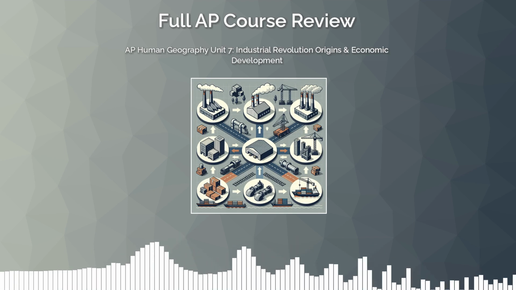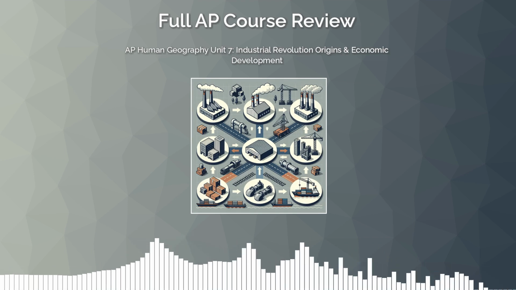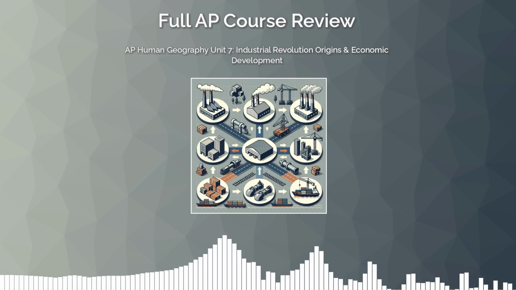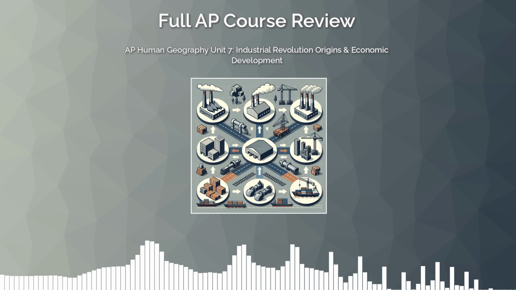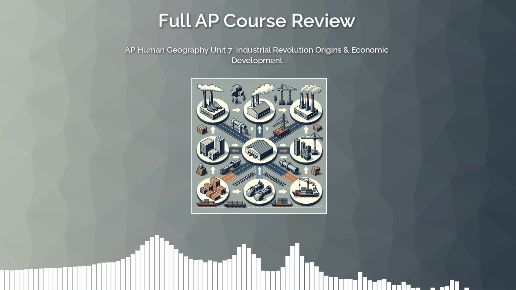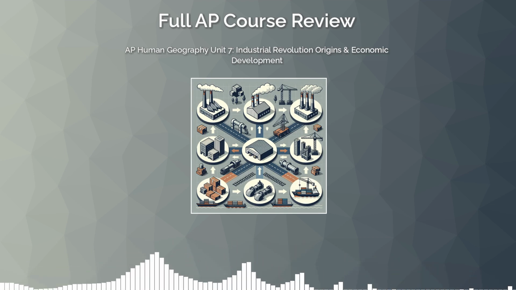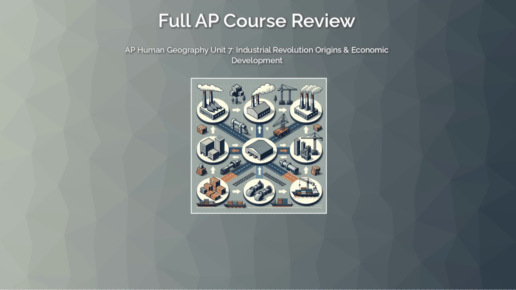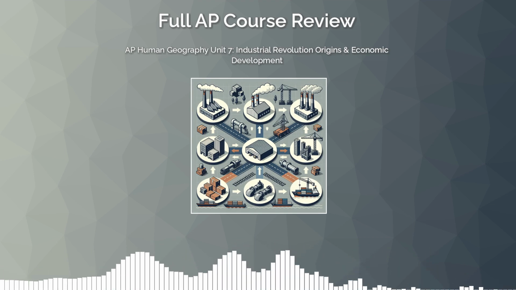You'll also want to connect Rostow to the demographic transition model from Unit 2. Countries in the early stages of Rostow's model typically correspond to stages 1 and 2 of the demographic transition, with high birth and death rates. As countries move into Rostow's takeoff, they generally move into stage 3 of the demographic transition. Urbanization patterns from Unit 6 also connect here. Takeoff typically correlates with rapid urban growth as people leave farms for factory jobs.